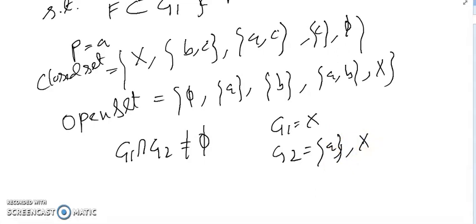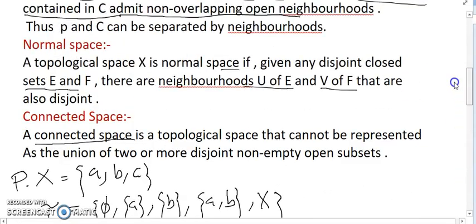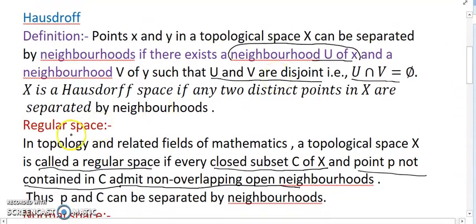Regular space, according to the definition: closed subset C of X and point P not contained in C admit non-overlapping open neighborhoods. Thus P and C can be separated by neighborhoods. So Q is not a regular space.